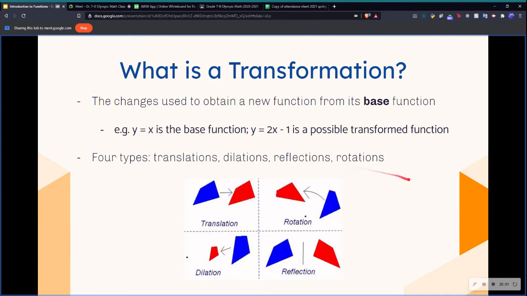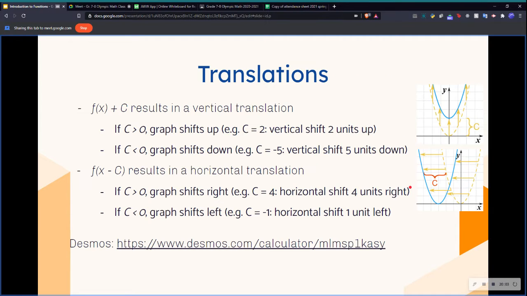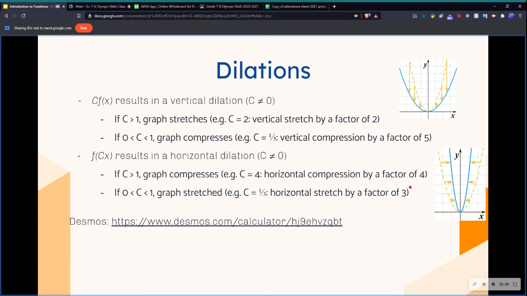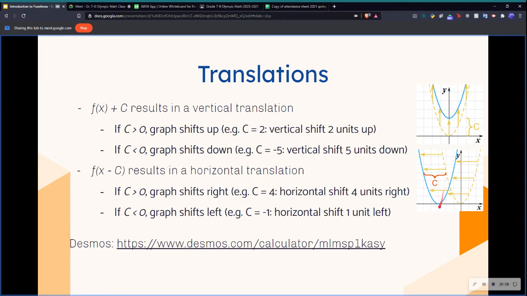Okay, if there are no questions, I'm going to move on to look at translations first. Probably the most straightforward one. It's just shifting stuff up and down or left and right. But let's look at it in terms of the function. This might be a bit tricky at first, but you'll get the hang of it. So you have some function f of x, and then you add c to it. c is just any constant number, any real number you add to it. So what this does is that you get a vertical translation. So you're moving it either up or down. So that's what this plus c does.